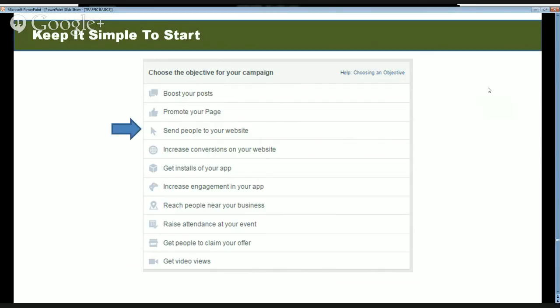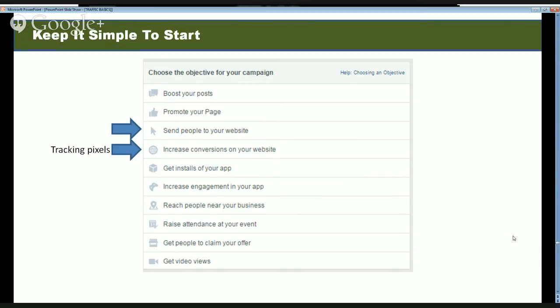The two that you need to focus on are, first of all, to send people to your website. That's really your first objective. You want to get them to your website. That's also the simplest objective you can pick. The other one, though, is to increase the conversions on your website. That's your real objective, because the conversions on your website are what you want. You want people to opt in. Ultimately, you want them to buy something, but you want them to opt in. You want them to become members of your team. You want to get their phone numbers.